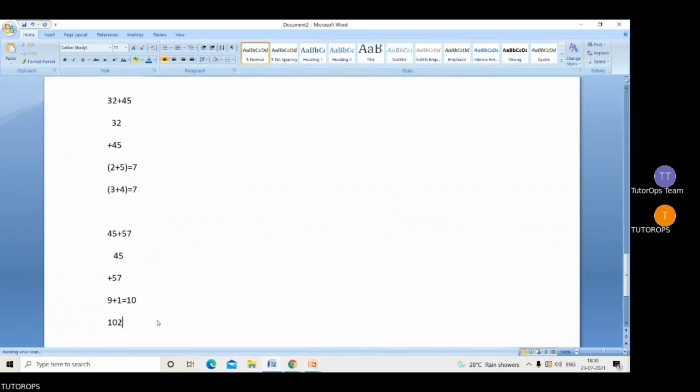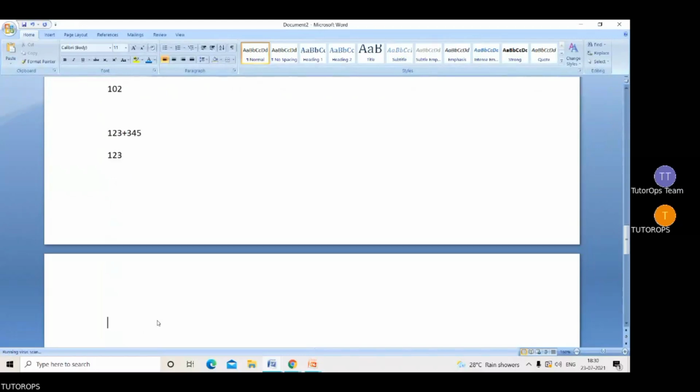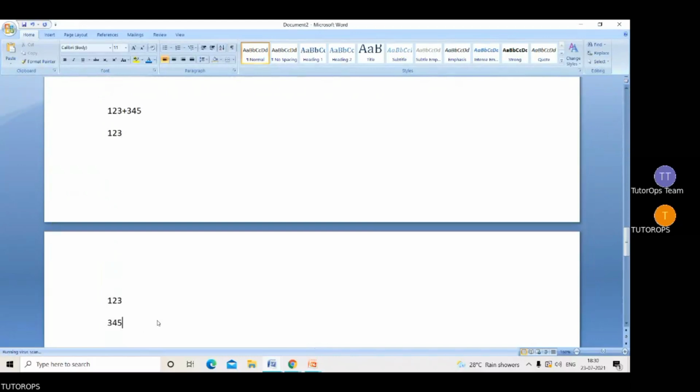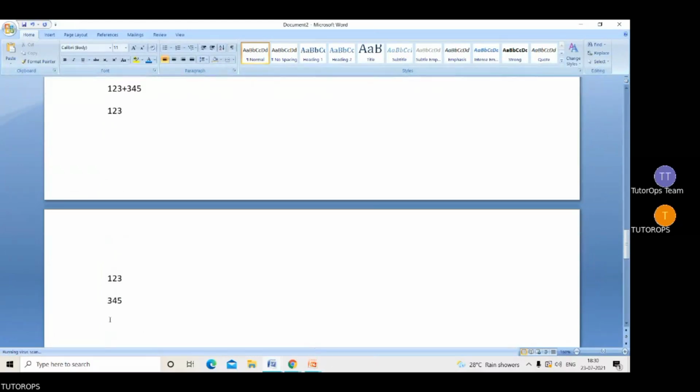Okay. So let me take another example, that is a 3-digit example, say 123 plus 345 like the previous example. So we need to add first column with first column, that is, 3 plus 1.